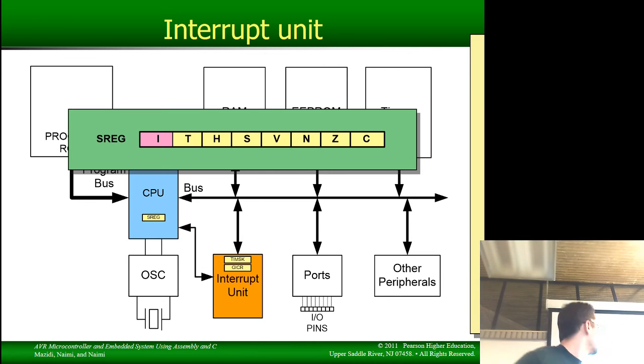Okay, so the interrupt unit is actually a separate peripheral, okay? And the main thing that it needs to talk to the CPU about is whether or not we've enabled interrupts. There is a flag inside the status register, so in addition to N, Z, and C, and half carry, and overflow, and so forth, there's a bit called the I bit. Normally that bit is 0 on boot up. When we turn it to 1, that enables the interrupt unit, and it can start doing things.